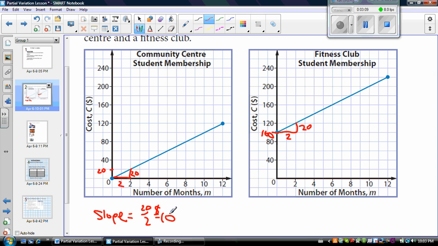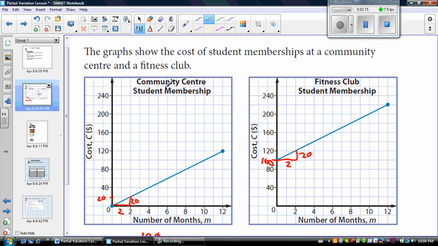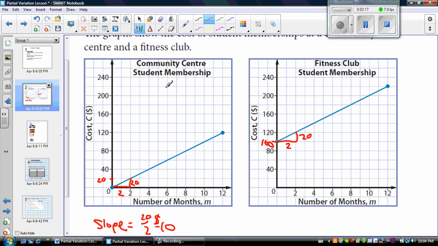That is $10 per month. So basically, what are the differences between these two graphs? Well, first of all, we have the community center student membership. If I was a student that wanted to work out at this community center, it would cost me $10 a month, no more. But for a long-term membership at the fitness club, I would have to pay $100 for the membership and then $10 for every month.